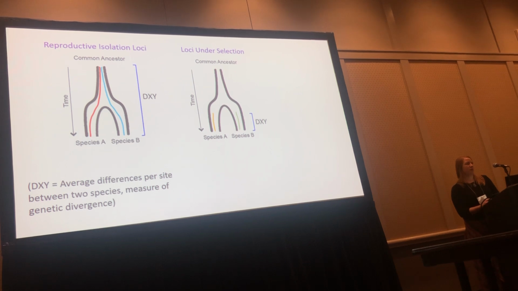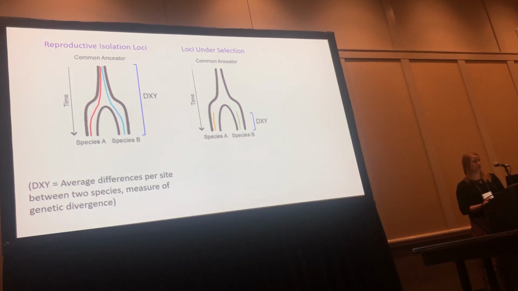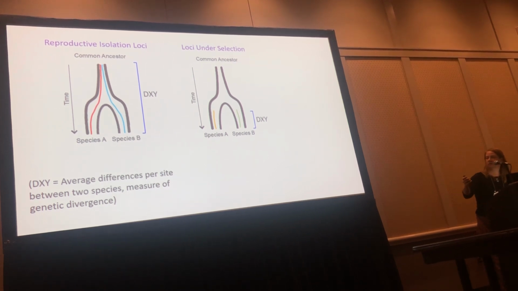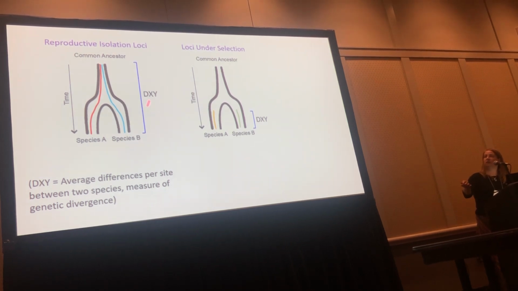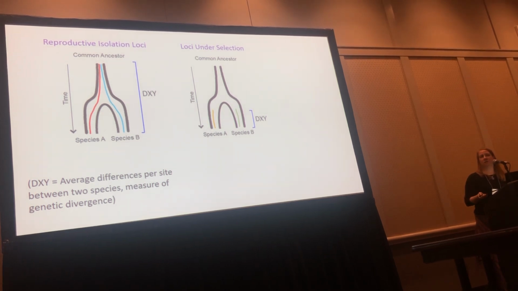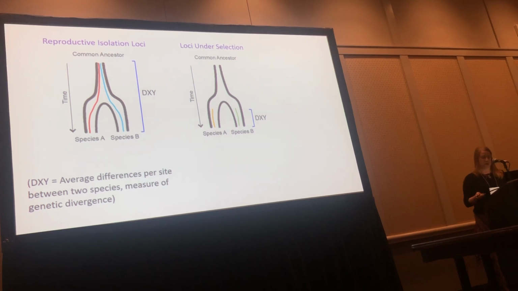So we can also consider another genetic metric, DXY, but this is a measure instead of genetic divergence, which looks at the average differences between sites between two species. And in this case, we can see that much older loci would have a much larger DXY, whereas newer loci that changed in response to something like linked selection would have a lower DXY.